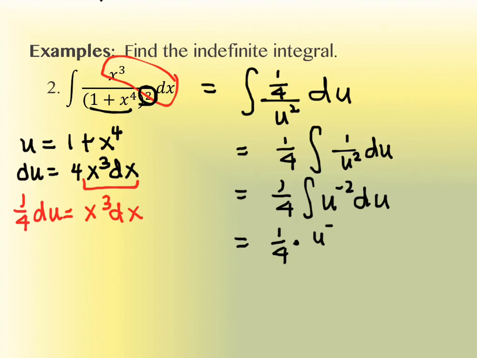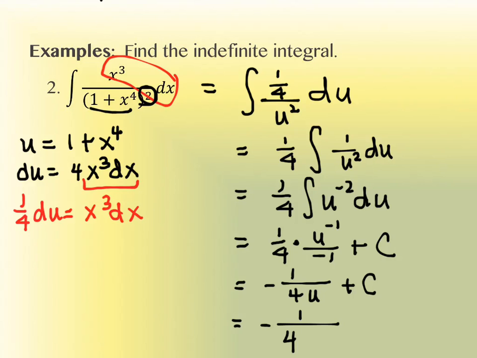Close. It's negative 1. We have to add an exponent, add the number 1, but we're starting out with a negative. So when we do negative 2 plus 1, we actually get negative 1 instead of negative 3. So this is negative 1. Here's my plus c. So we'll simplify this. This is negative 1 over 4u, plus c. And the u is 1 plus x to the 4th.